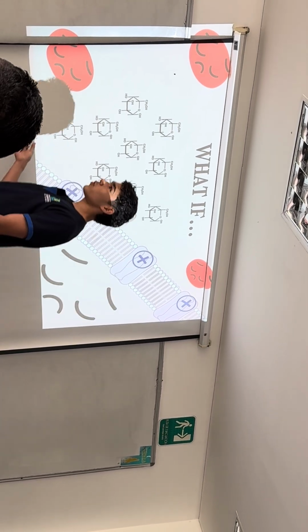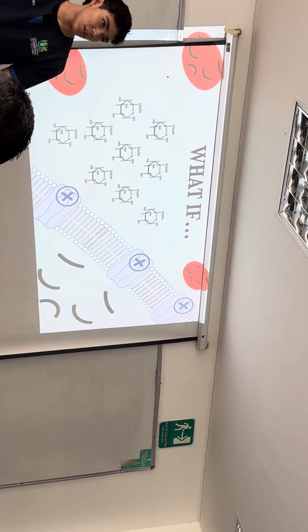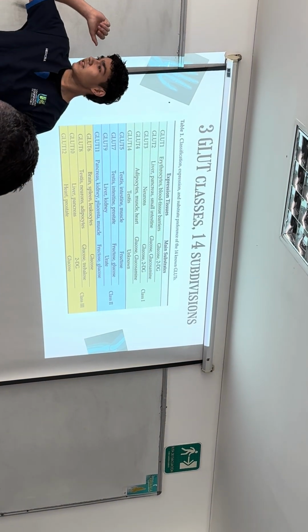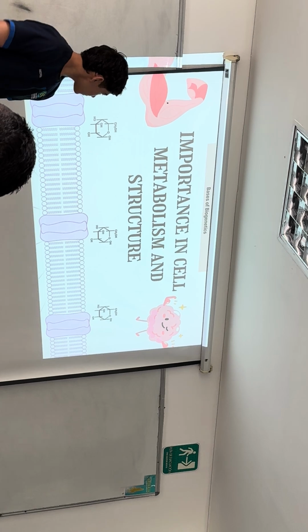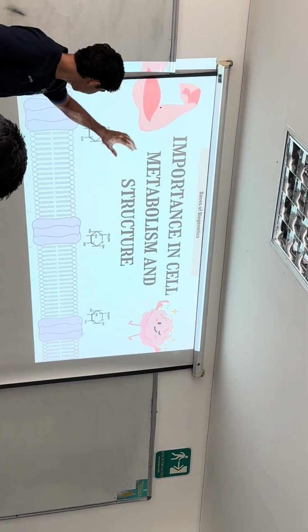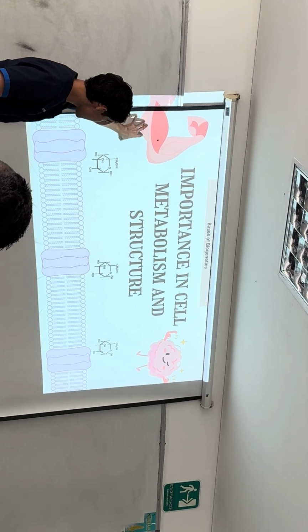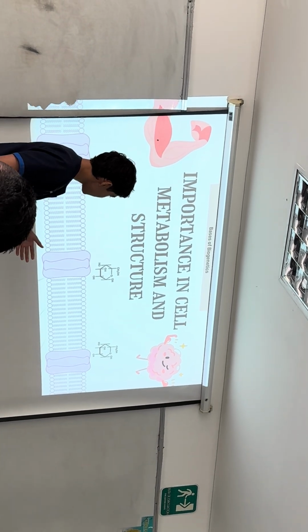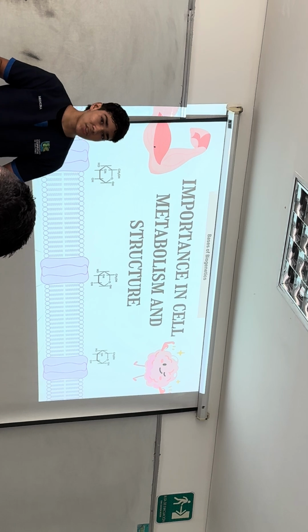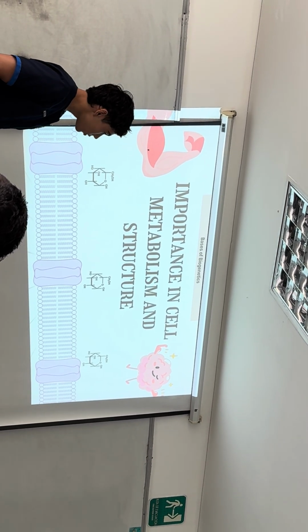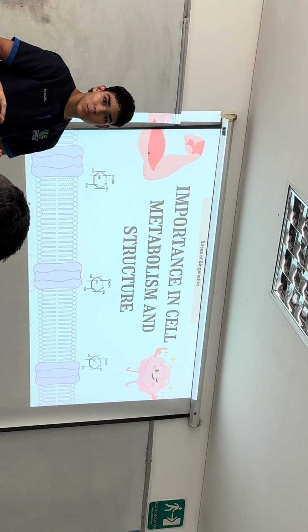And what processes of the body require lots of energy? For example, muscle contraction and brain function need lots of energy. So if we don't have those proteins, we could not obtain the energy from glucose.